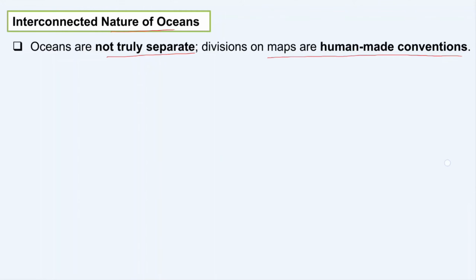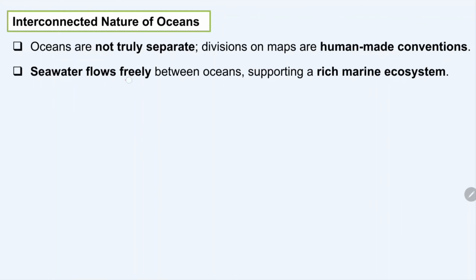And one more thing. Inside the ocean there is landmass which we call the ocean floor, so those lands are all connected. Seawater flows freely between oceans, supporting a rich marine ecosystem. So seawater flows into the oceans, and at the end they support a very rich marine ecosystem. What marine ecosystem do we have? We'll see.